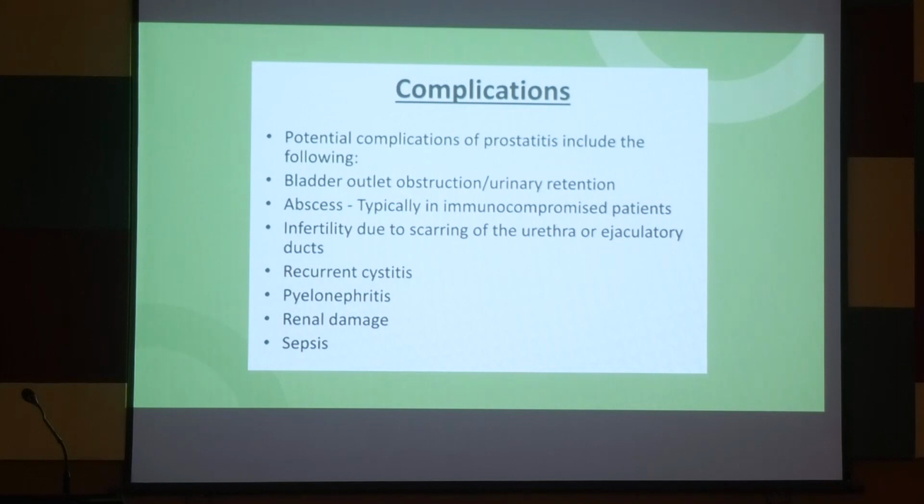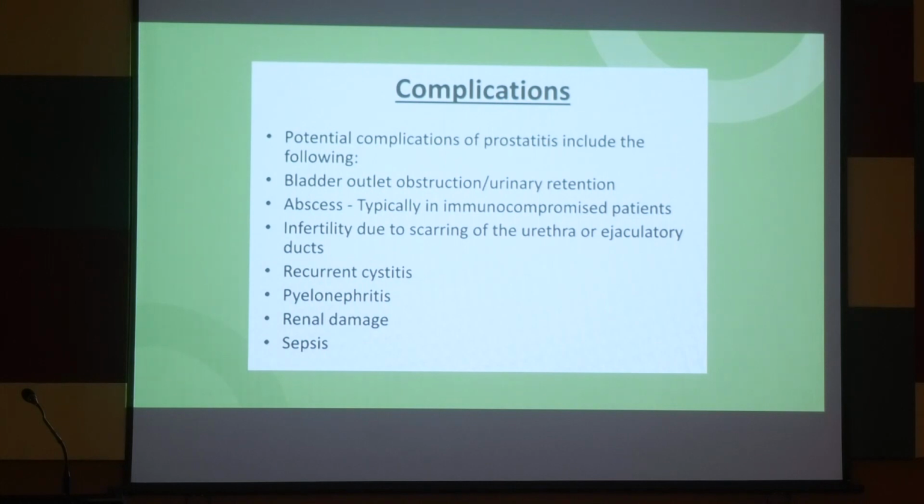Okay. So what are the complications? Complications are bladder outlet obstruction or urinary retention, abscess, typically in immunocompromised patient, infertility due to scarring of the urethra or ejaculatory duct, recurrent cystitis, pyelonephritis, renal damage, and sepsis.